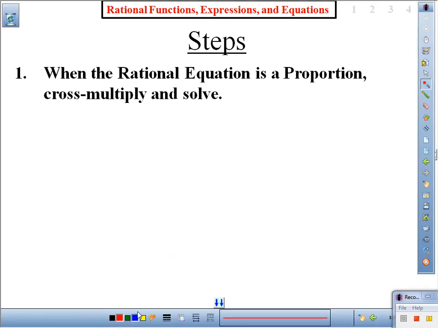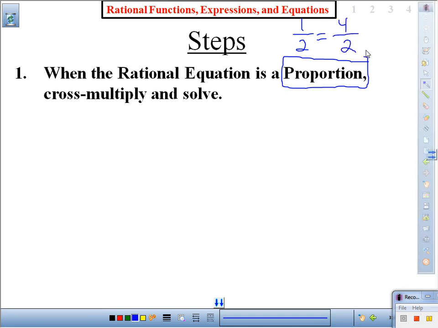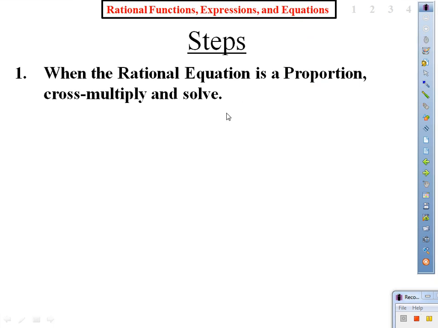Before you start writing these, first of all, what is a proportion? Let me show you. A proportion is when you have a fraction equal to another fraction. Here I wrote a fraction which is 1/2 equal to what? 4 over x. This is a proportion: one fraction equal to another fraction. Once again, proportion. So this is a step when there's a fraction equal to another fraction. What do we do? Cross multiply and solve.